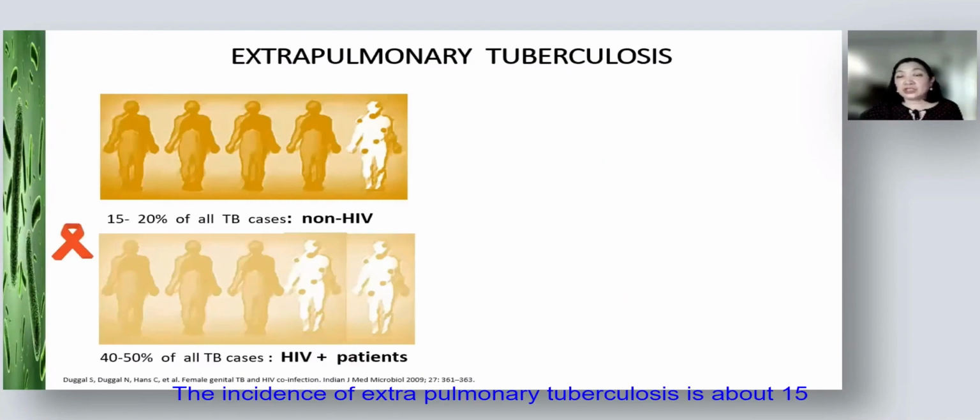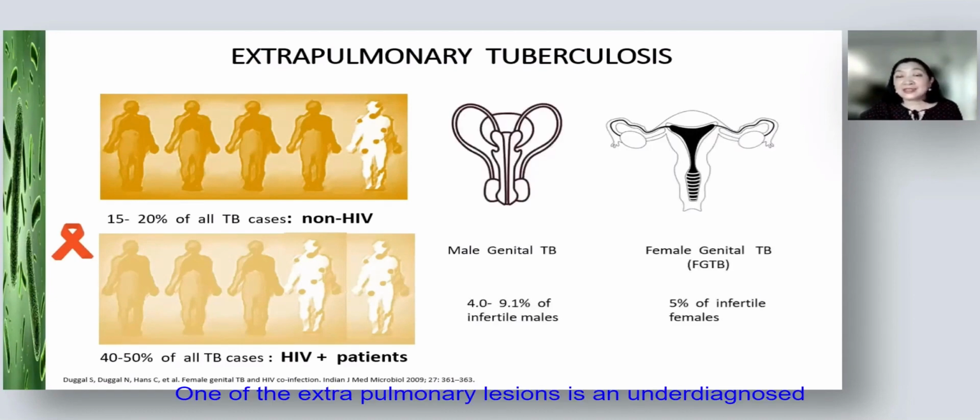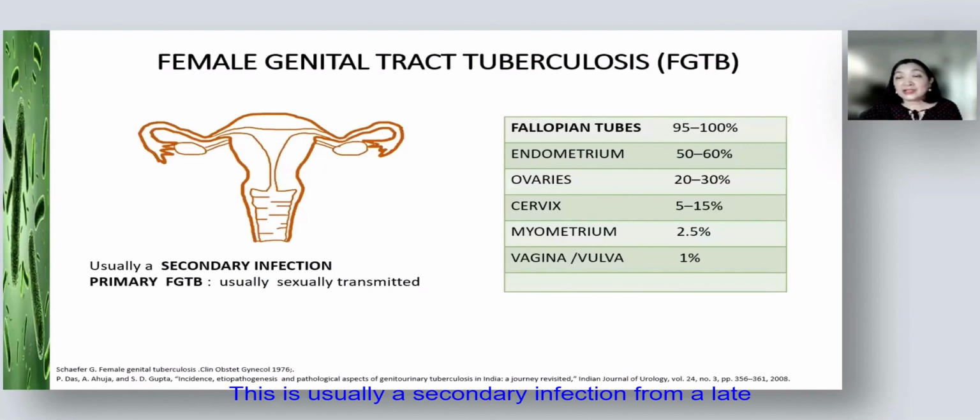The incidence of extrapulmonary tuberculosis is about 15 to 20% globally in non-HIV patients and is doubled in patients harboring HIV. And genital TB, one of the extrapulmonary lesions, is an underdiagnosed presentation affecting both males and females with a profound effect on fertility. And our focus for today is on female genital tract tuberculosis. This is usually a secondary infection from a latent pulmonary TB. There is some evidence that it can be acquired as a primary infection via sexual transmission, but data is limited on this. The entire genital organ can be affected, thus affected individuals present with non-specific signs and symptoms.